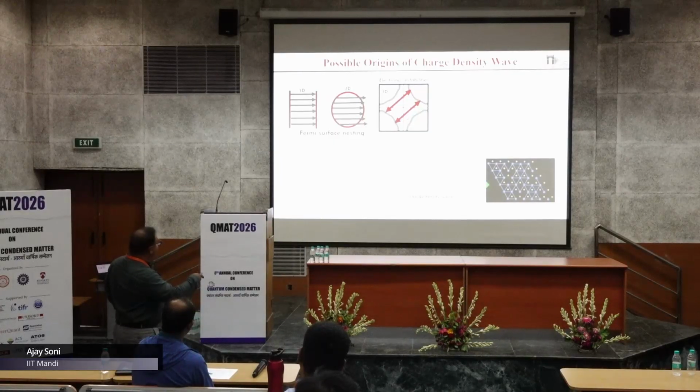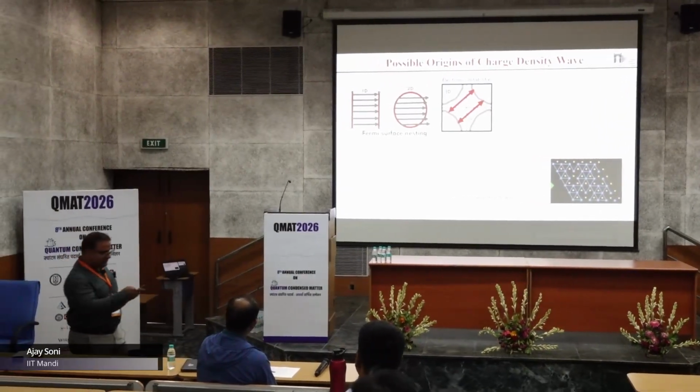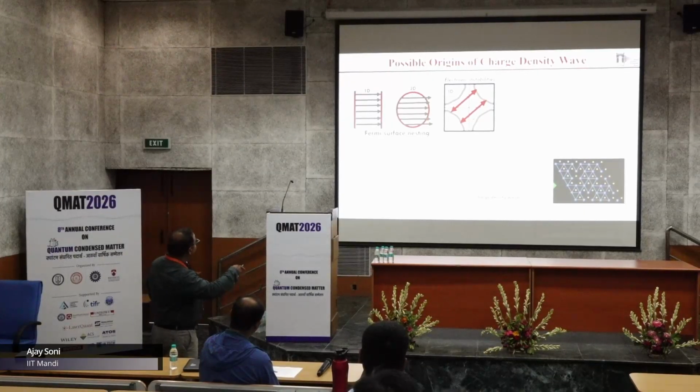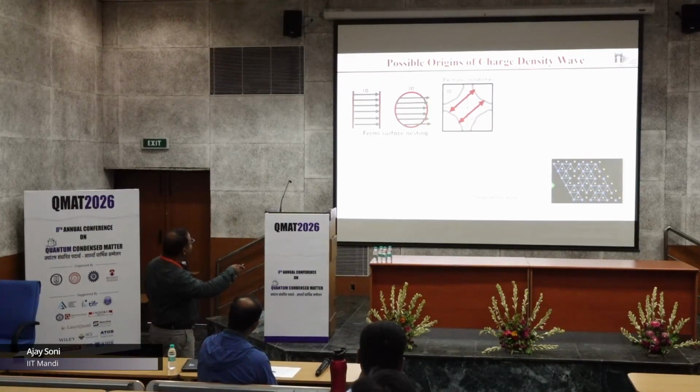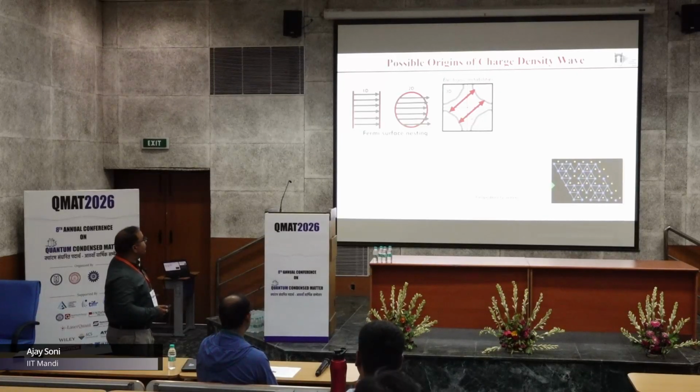If you look at the dimensionality versus the Fermi surface nesting, if you have two Fermi surfaces in one dimension, which means they are just lines, the nesting happens between them. So these are the nesting vectors here. In 2 dimensions it is a circle, in 3 dimensions it is more complicated actually, but charge density wave is very good if you have low dimensional materials.